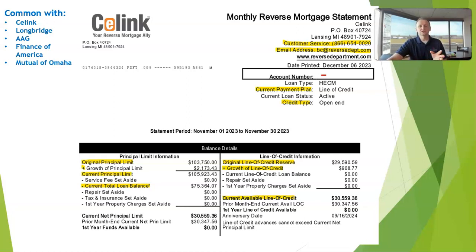In this situation, as I mentioned, she's only used $75,000 of her total $105,000 available, which means she has a line of credit of $29,590 when we started the loan. But the neat thing about the growth line of credit is that if you do not use all of your line of credit, it will grow automatically by the same interest rate you have on the mortgage. And so she's not touched that $29,000. As a result, they've added almost $1,000 to it. This is additional money she can draw out at any time. And so right here on this line is her current available line of credit has grown from $29,000 to $30,000. And so it's increasing over time until she actually needs that money.